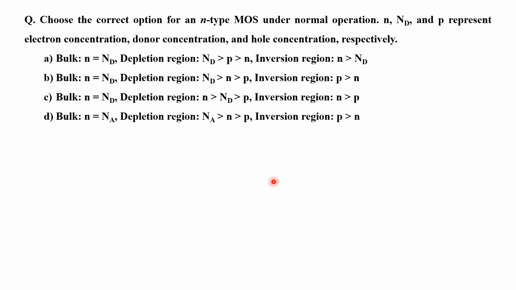So we'll move to the next question now. Choose the correct option for an N-type MOS under normal operation. n, ND, and p represent electron concentration, donor concentration, and hole concentration respectively. For an N-type MOS under normal operation, how would the bulk, the depletion region and the inversion region be?